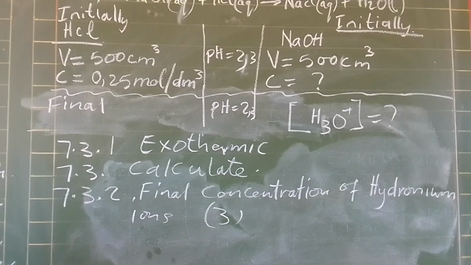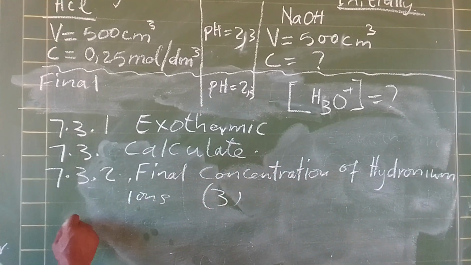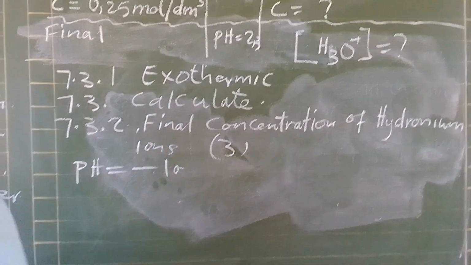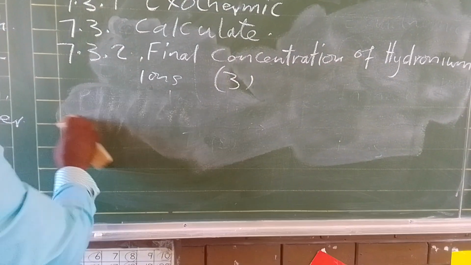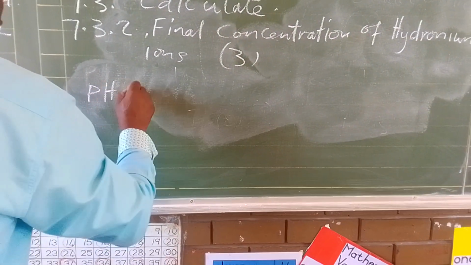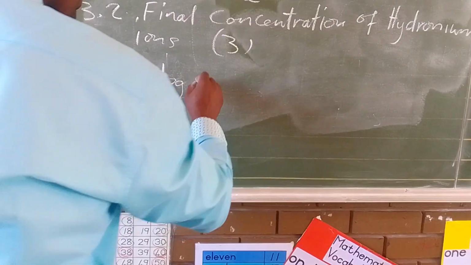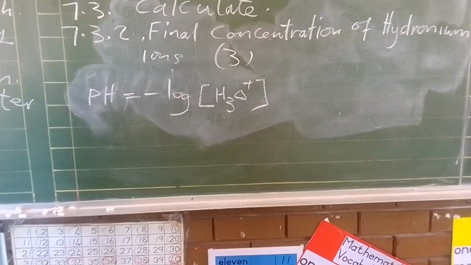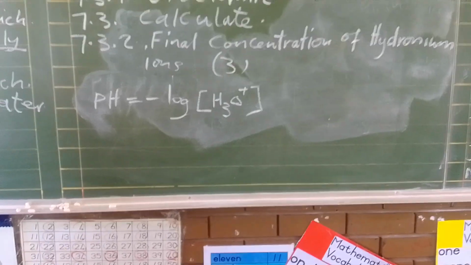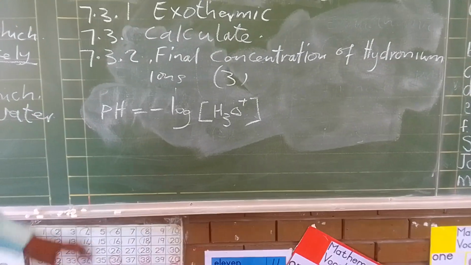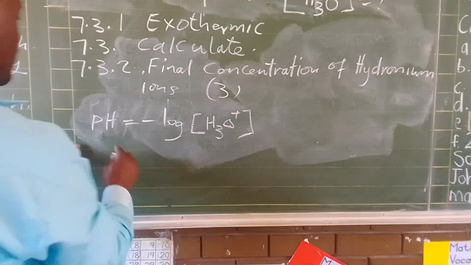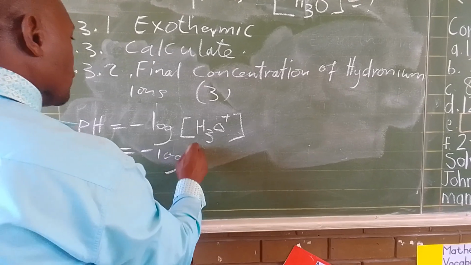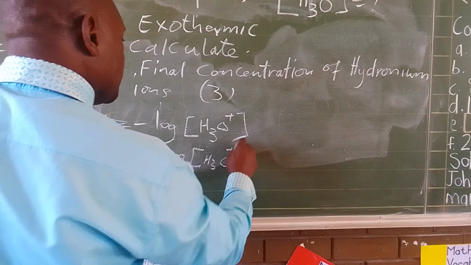Now, before we can go any further, we know that there is a formula that goes like pH is equal to minus a log. Let me write it down a little bit. pH is equal to negative log of the concentration of H3O plus. Now we are going to take that along with us. Then the pH is given as 2.3. 2.3 is equal to negative log of the concentration of H3O plus.